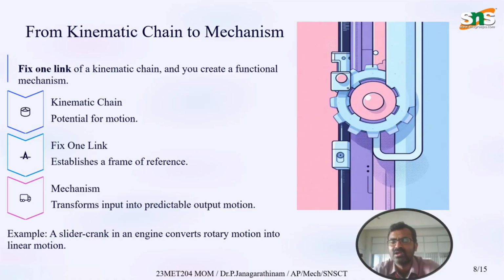We give a small amount of force, which can be transferred or converted into another form of energy. For example, a slider crank in an engine converts rotary motion into linear motion, because in the slider crank mechanism we give the crank rotary motion and the piston moves in reverse and forward directions in a sliding pair. So that converts the rotary motion into linear motion.